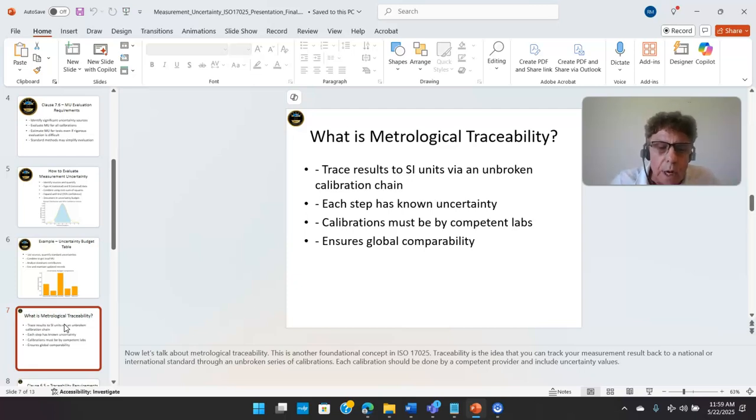So this is another foundational concept in ISO 17025 as stipulated in really section 6.5. So traceability is the idea that you can track your measurement results back to a national or international standard through an unbroken series of calibrations. Each calibration should be done by a competent provider and include uncertainty values.